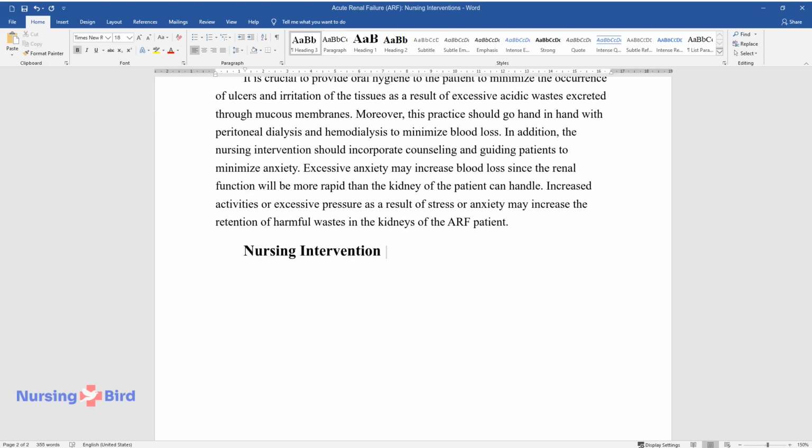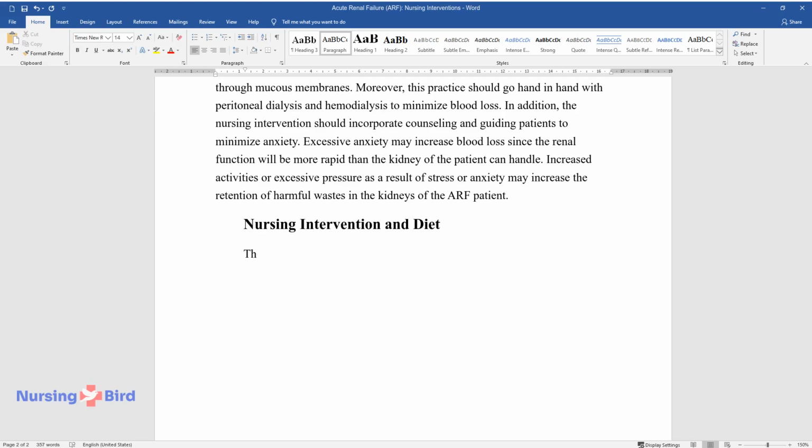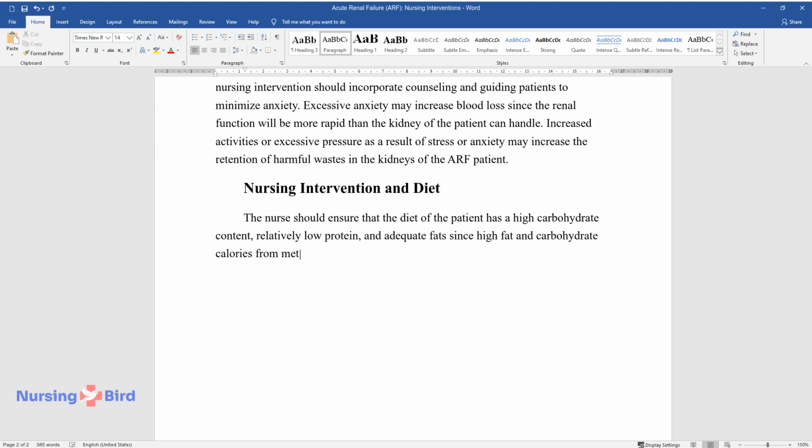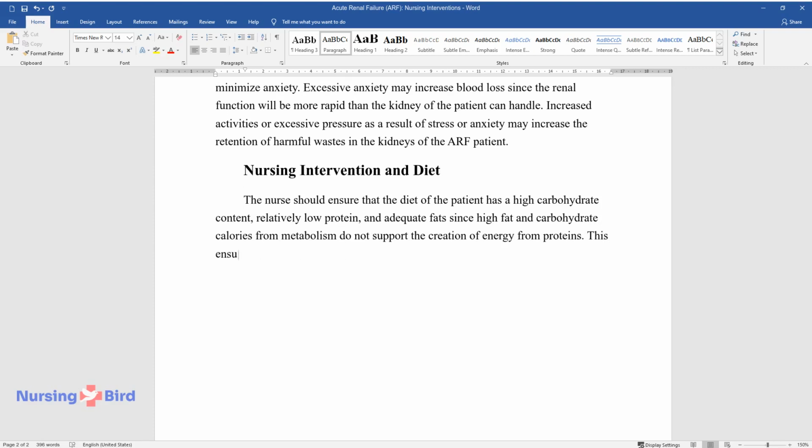Nursing intervention and diet. The nurse should ensure that the diet of the patient has a high carbohydrate content, relatively low protein, and adequate fats, since high fat and carbohydrate calories from metabolism do not support the creation of energy from proteins. This ensures that any available protein is reserved for the repair of damaged tissues.